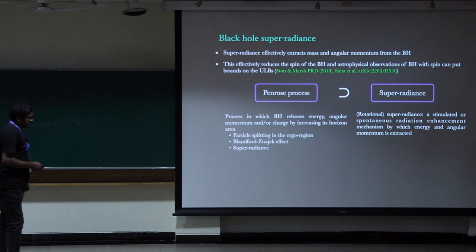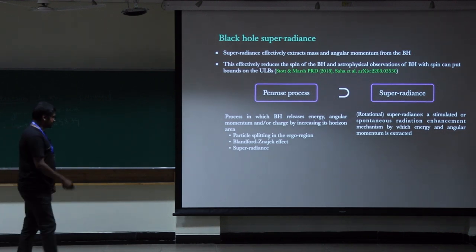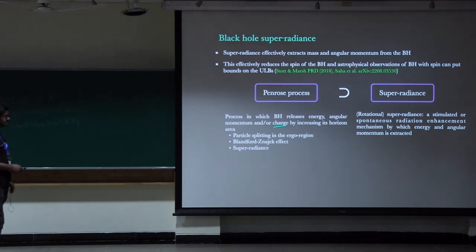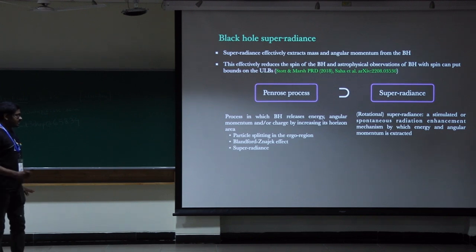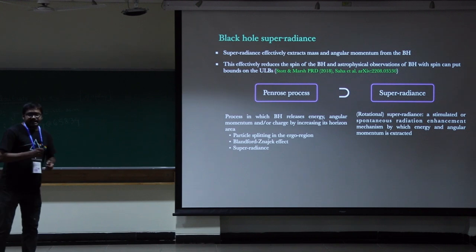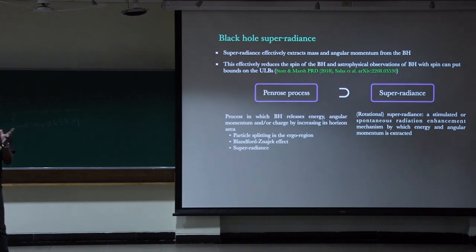So let me just briefly say that you can think of superradiance as a subset of Penrose processes. So Penrose processes are what? They are processes in which a black hole releases energy, angular momentum, or charge by increasing its horizon area. There can be different types, like particle splitting in the ergo region, or the Blandford-Znajek effect, which is actually a superradiance kind of effect, but with electromagnetic waves. And actually the astrophysical jets for the supermassive black holes that we see are explained using this effect.